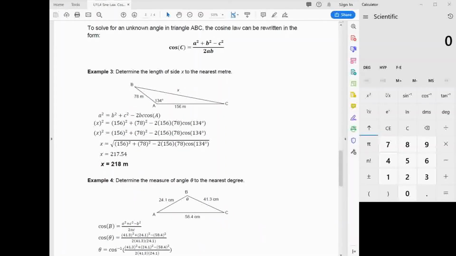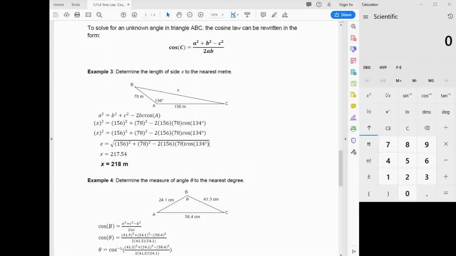Here it says to determine the length of side x to the nearest meter. Because we're solving for side a, which is x in this case, we write it as a squared equals b squared plus c squared minus 2bc cosine of A. And then we make our replacements. So a is x, b is 156, c is 78, and angle A is 134 degrees. Now we know that x squared would equal this. So we need to find out what x is, so we find the square root of that.